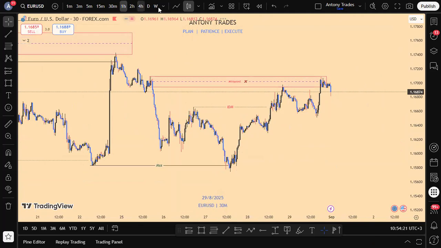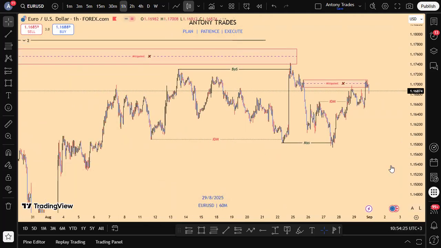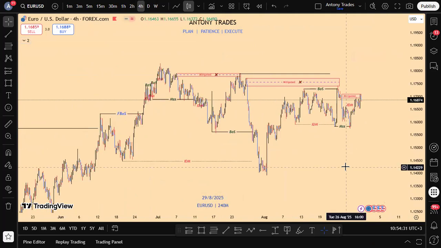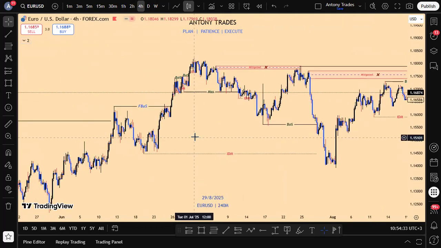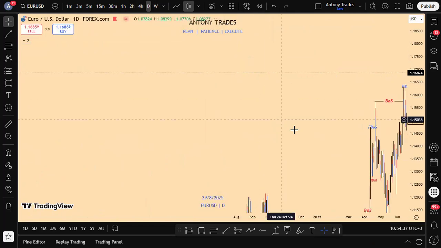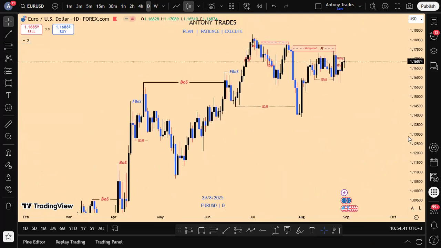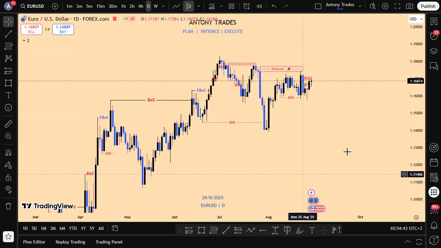From Euro USD, let me start from the 1 hour time frame. Or let me just go to the 4 hour time frame, because remember we are doing top-down analysis. I don't want you to be confused. Let me just start from the daily.